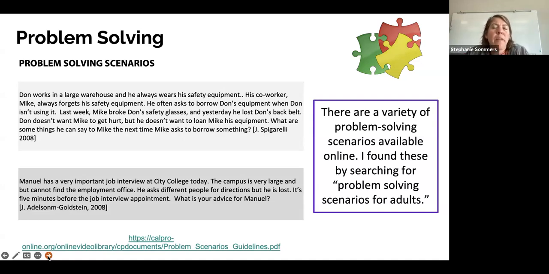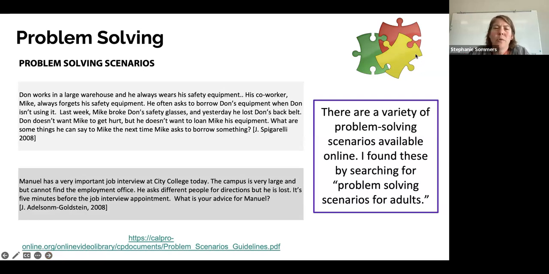Okay. And then the second scenario is about a job interview. Manuel has a very important job interview at City College today. The campus is very large, but he cannot find the employment office. He asked different people for directions, but he is lost. It's 5 minutes before the job interview appointment. What is your advice?